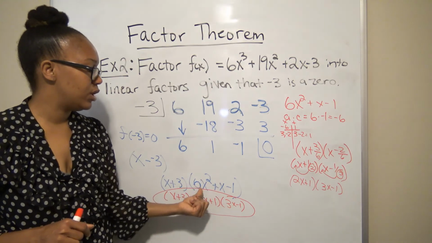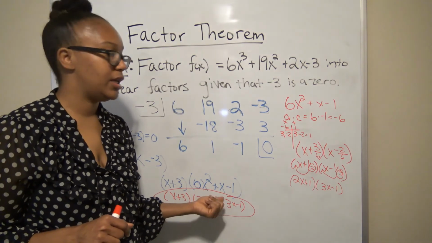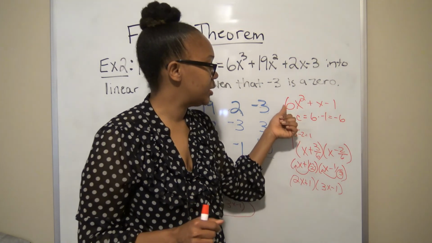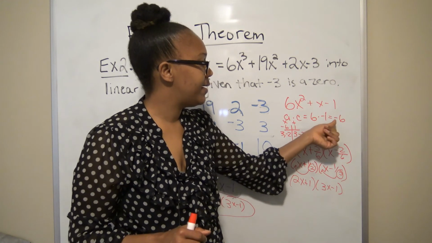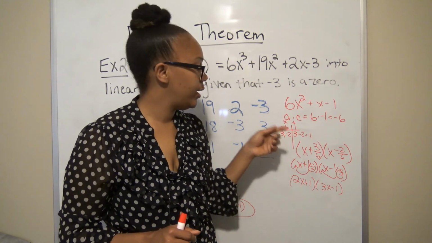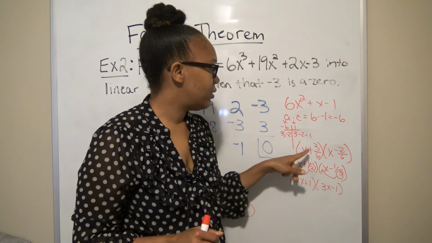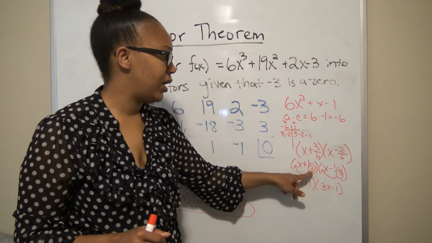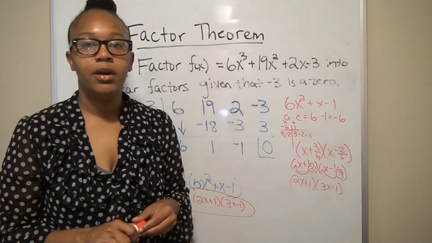And because these weren't linear factors, we have to factor this down again by doing the AC method, or the shortcut to the AC method, multiply a times c, which is negative 6. Find factors of negative 6 that add to the coefficient of b, which is 1. And then once you find those factors, you have to divide them by the a. And we have the fraction, so we have to take the denominator and move it to the front.